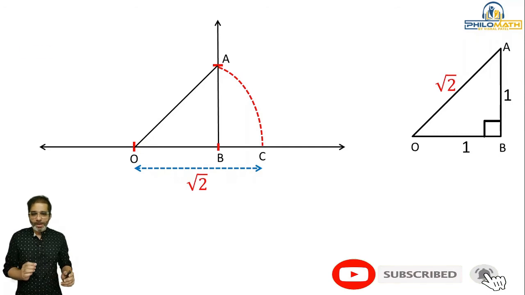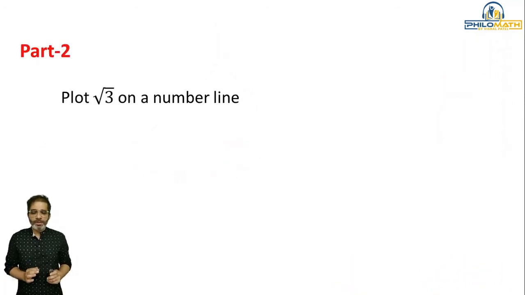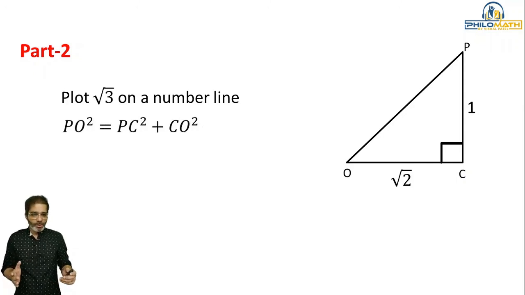So that is part 2, plotting root 3 on a number line. For that, again we are taking a right angle triangle, that is PCO. OC I am taking as root 2, PC I am taking as 1. And again, if I want to find PO, I have to use the Pythagoras theorem. That is PO square equals PC square plus CO square.